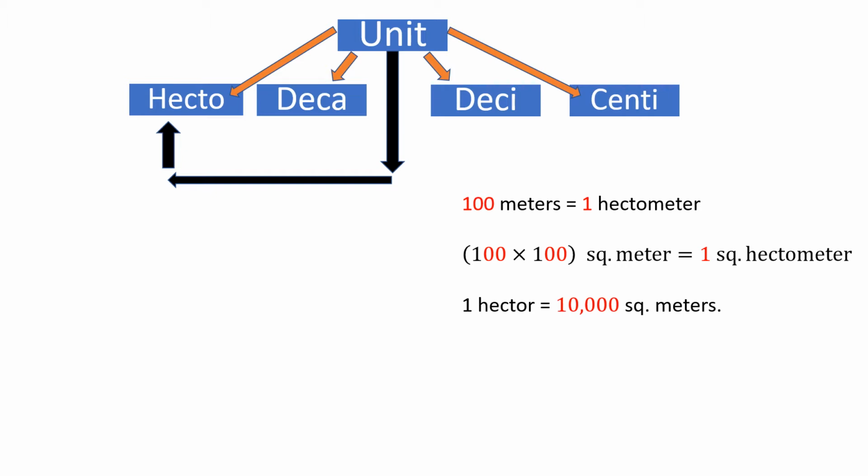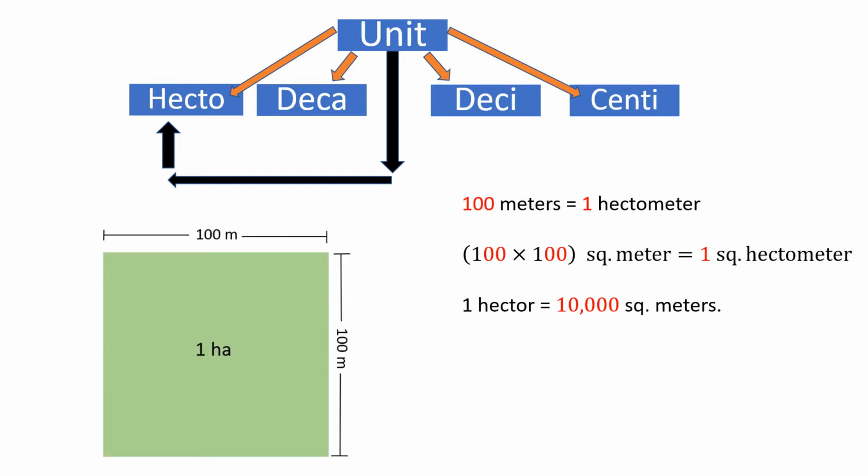So if you have a field of length 100 meters and breadth 100 meters, then the area, that means 100 times 100 or 10,000 square meters, will be your 1 hectare, right? So for now you know that hectare is a unit of area.